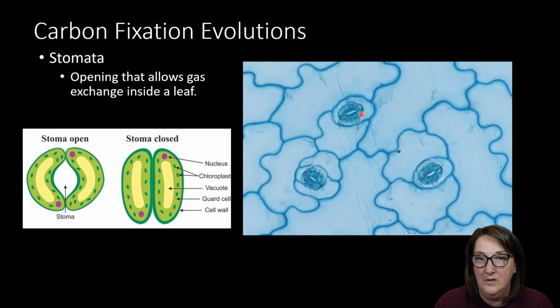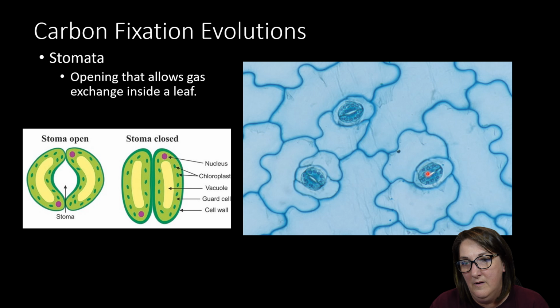And so this is going to allow carbon dioxide to come in and oxygen gas, remember the waste, to be able to leave. Water can also leave through the plant through these stomata too. It's also why when you go to a greenhouse, it's kind of humid inside. These stomata can open up and allow water out.